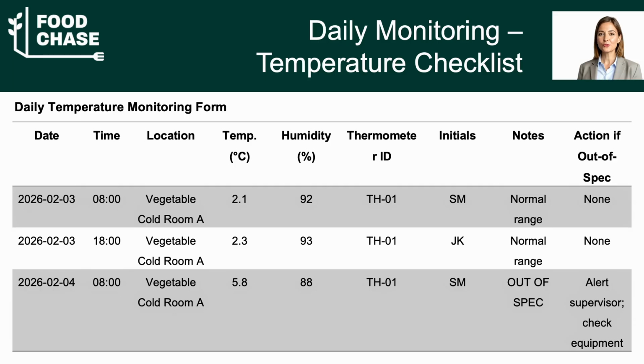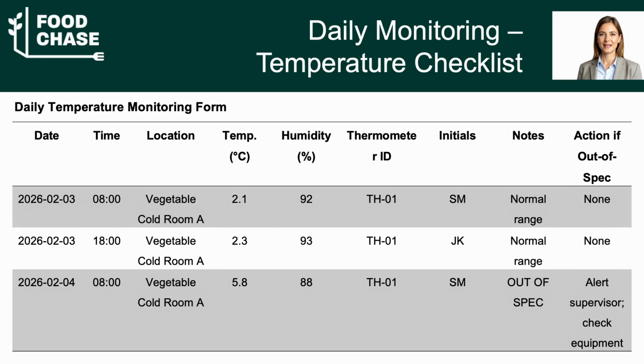The thermometer should be placed at the cold spot, usually a top shelf where cold air has risen and is warmest, which is actually where the product is most vulnerable. You record the exact temperature, the humidity, which thermometer you used, and your initials. If the temperature is within spec, 0 to 4 degrees, you note normal range and move on.